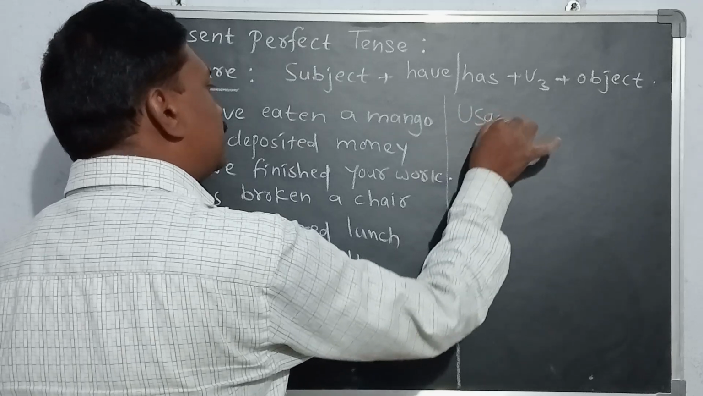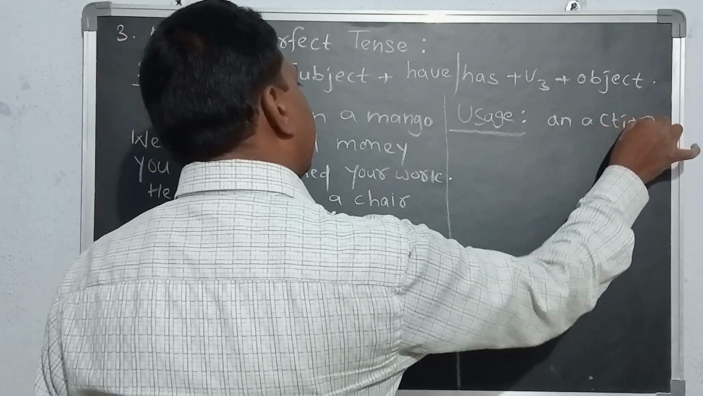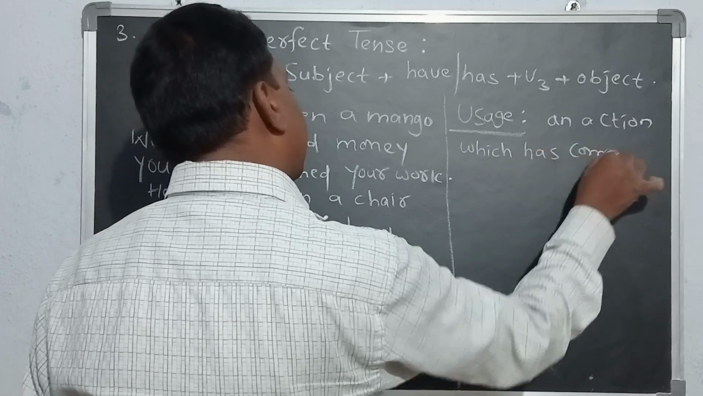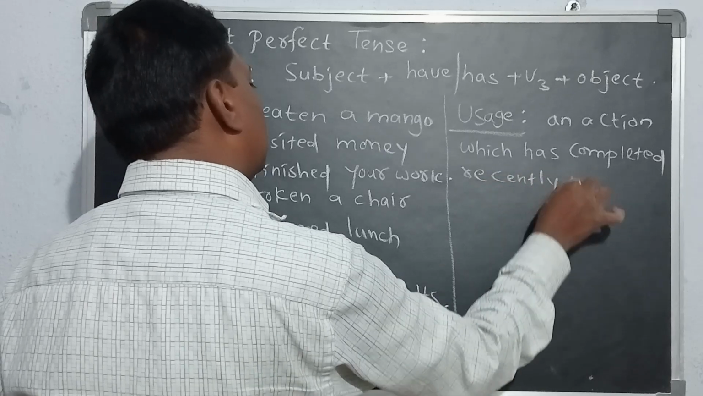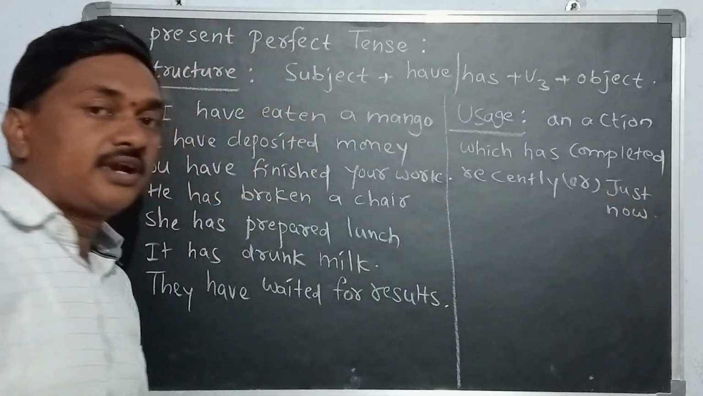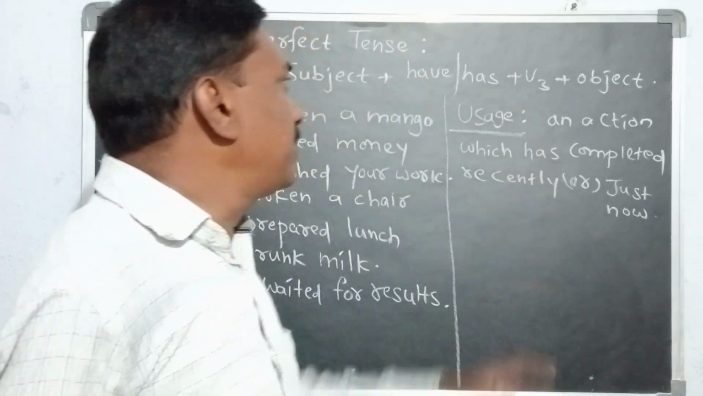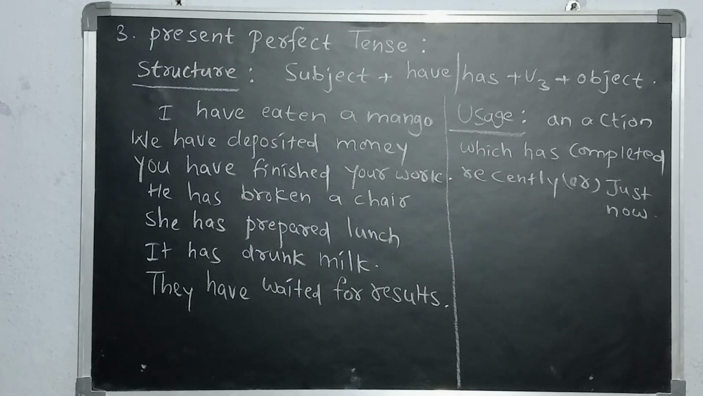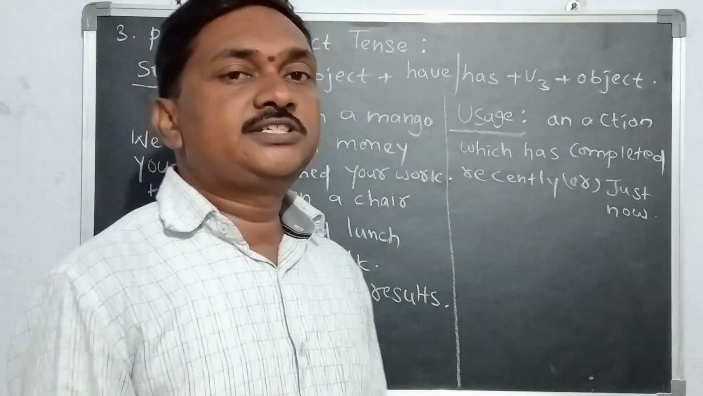Next, now usage. When should we use present perfect tense? An action which has completed recently or just now. Present perfect tense is used to denote an action which has completed recently or just now. Just completed actions or recently completed actions should be expressed in present perfect tense.